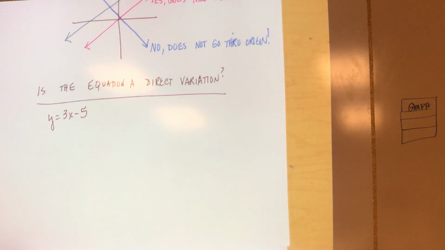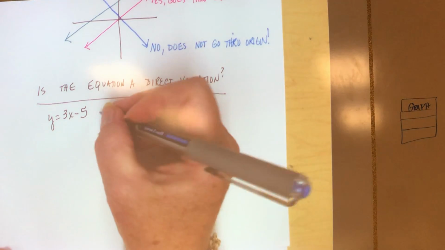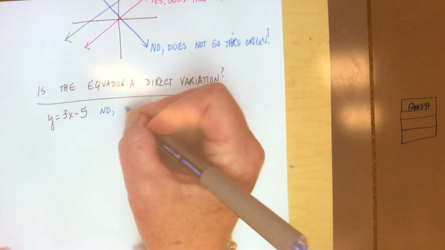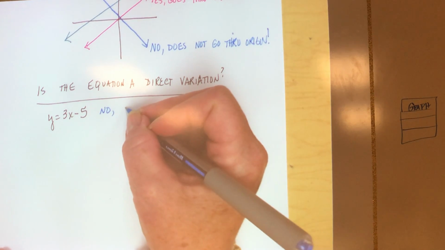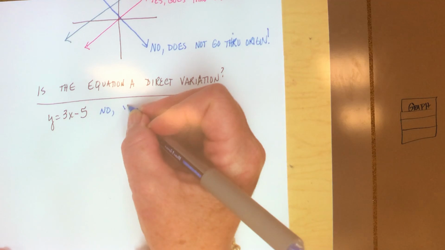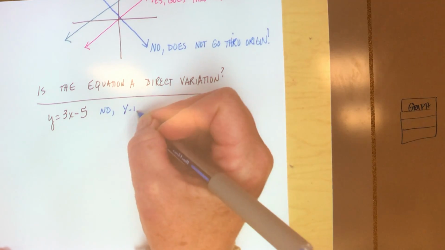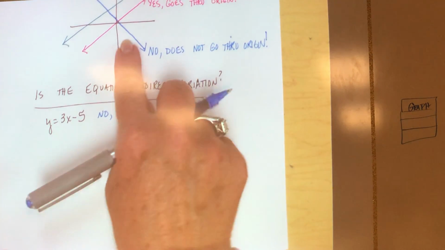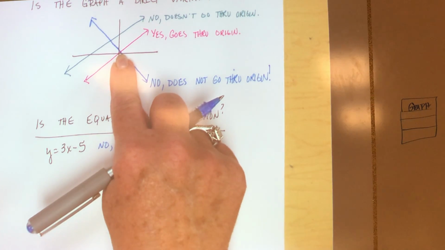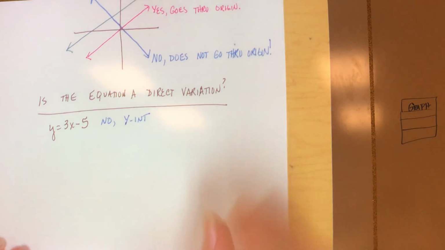y equals 3x minus 5. No. Why? It has a b. It has a y-intercept. I mean, it's not zero. There you go. That's what I want to hear.